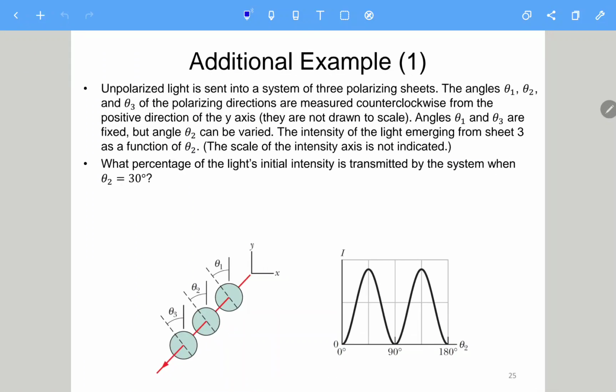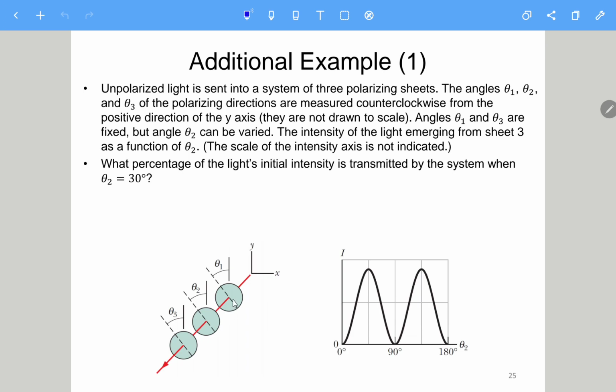Okay, so here we have two additional examples to finish off this chapter. The first one is also about the polarizing filter. It says that unpolarized light is sent into a system of three polarizing sheets. The angles theta 1, theta 2, theta 3 are measured counterclockwise from the positive direction of the y-axis. They are not shown to scale. Angles 1 and 3 are fixed, but theta 2 can be varied. The intensity of the light that emerges from sheet 3 is a function of theta 2.